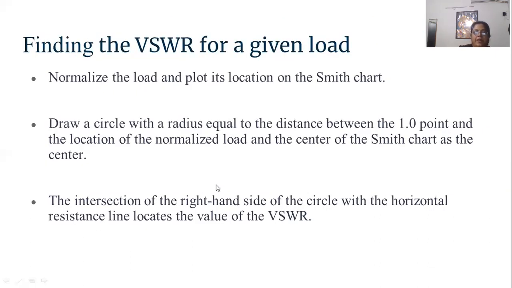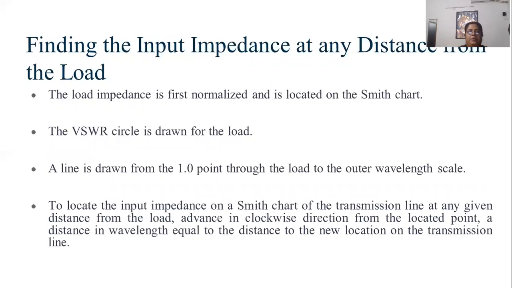Now, finding the voltage standing wave ratio for a given load. First, we normalize the load and plot its location on the Smith chart. Then we draw a circle with the center of the Smith chart as the center and a radius equal to the distance between the center and the location of the normalized load. The intersection of the right-hand side of the circle with the horizontal resistance line locates the value of the voltage standing wave ratio.